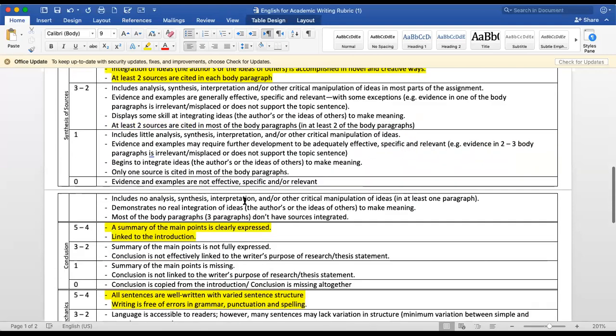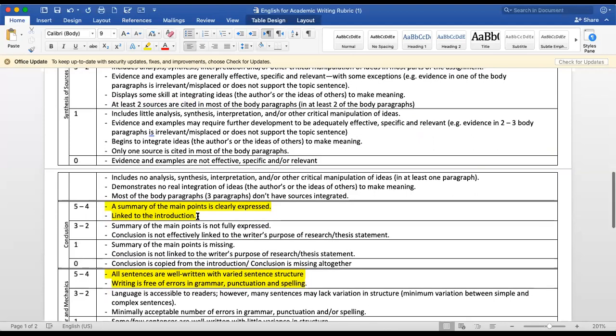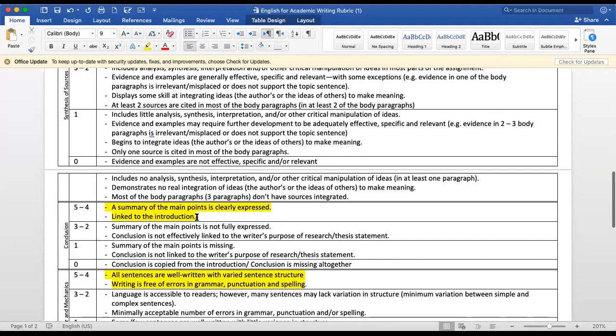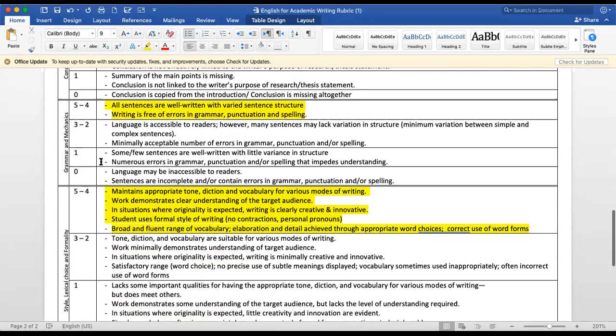Okay? After I finish this, I move to the conclusion. So a summary of the main points is clearly expressed, linked to the introduction. How could it be linked to the introduction? By restating the thesis statement. Thesis statement. Very good. And then we have 10 marks on language, 5 and 5.